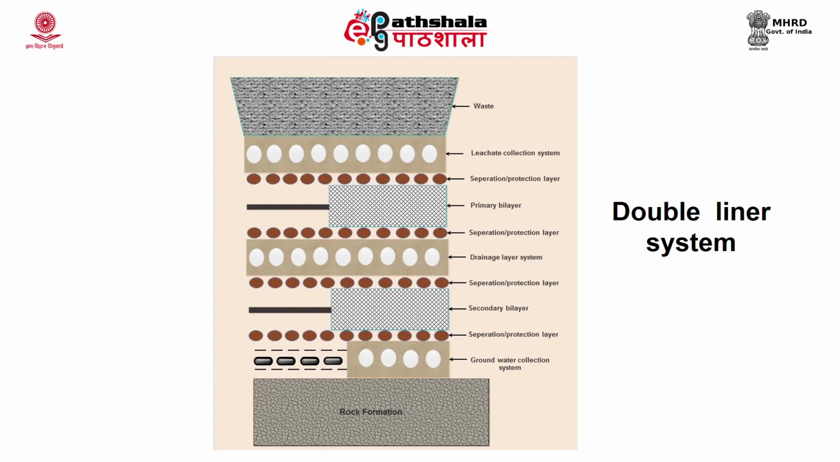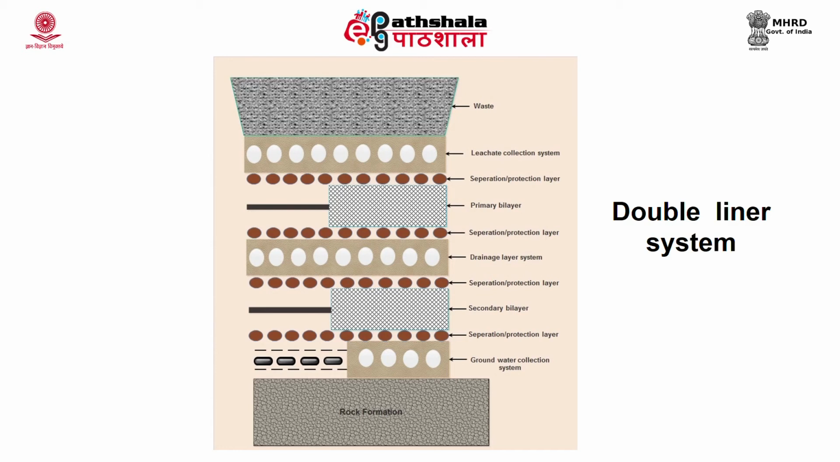This figure will show you the double liner system. Here you can see below the waste you have a leachate collection system which may or may not be lined with a geonet, and you have a primary barrier. Between the leachate collection system and the primary barrier you have a separation or protection layer which can be made up of geotextile. What I mean to say is the primary layer is lined on both sides with a protection layer which is a geotextile.